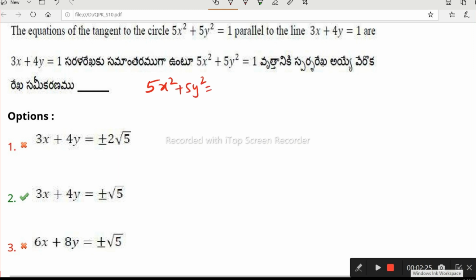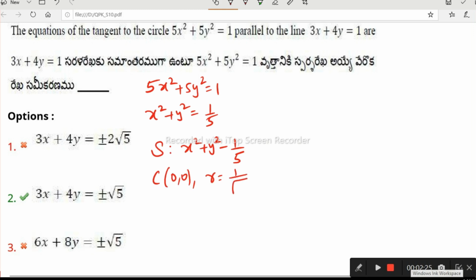To get the standard equation, x square and y square should have coefficient 1, so divide by 5. Dividing by 5, x square plus y square is equal to 1/5. We can take this as S, with the notation x square plus y square minus 1/5. This is the equation of the circle. From this you know clearly that the center is 0, 0. The radius r is 1/√5, because it is in the form x square plus y square is equal to r square. The center is 0, 0, and since r square is 1/5, r is equal to 1/√5.